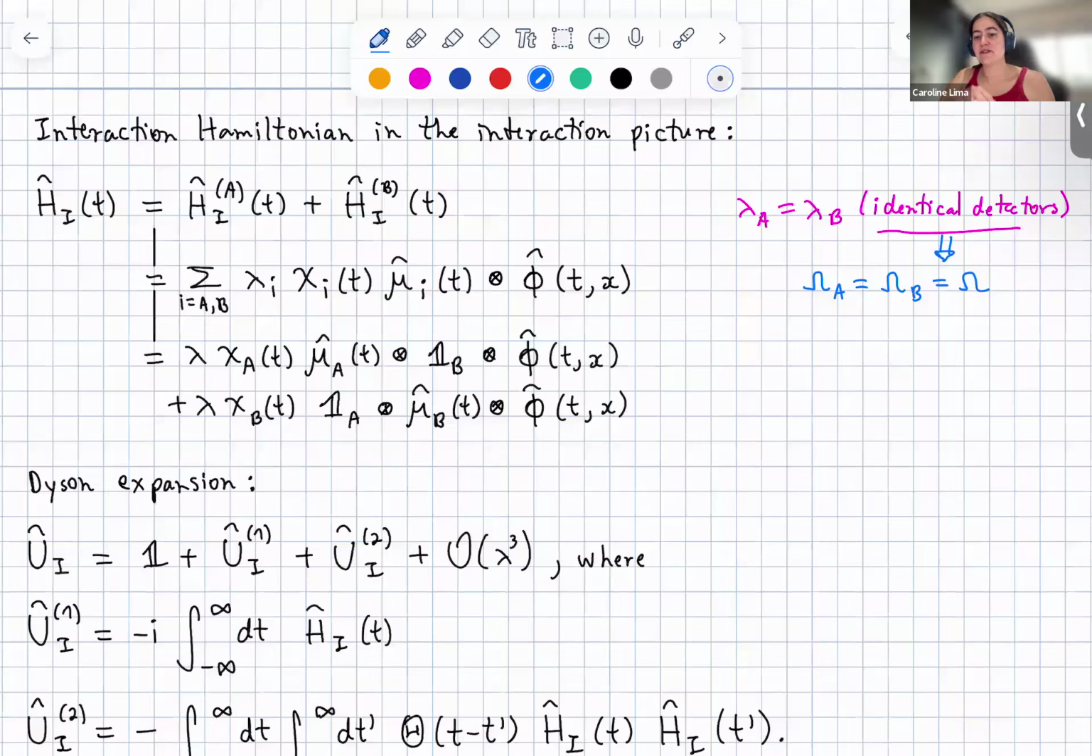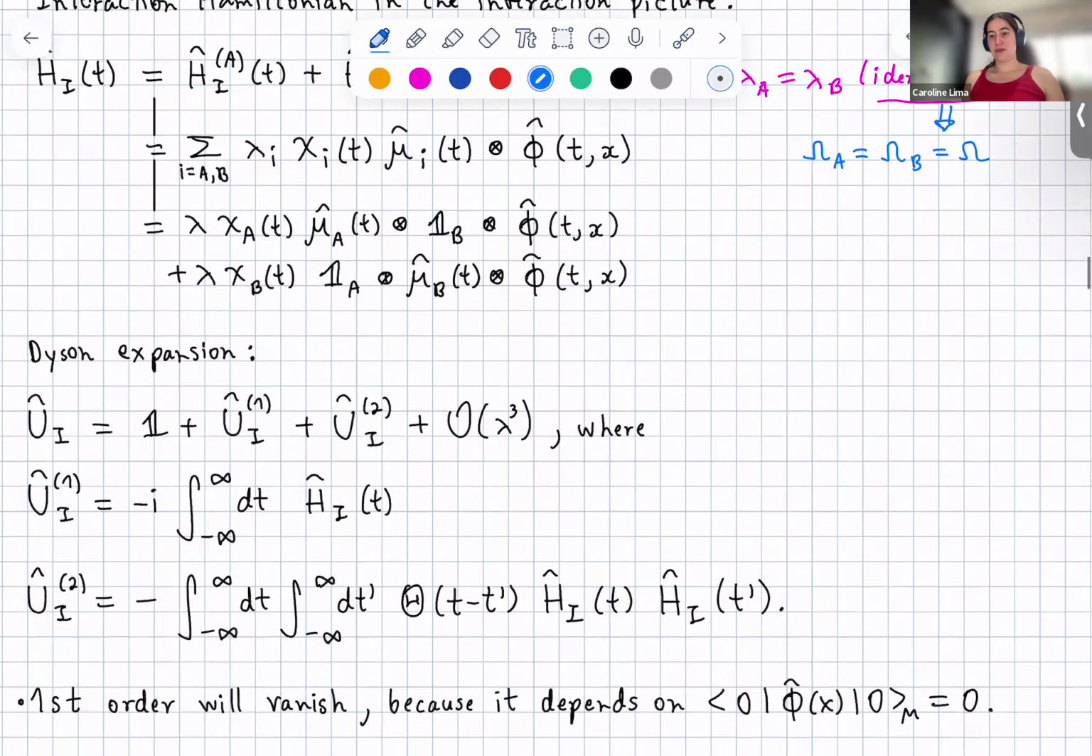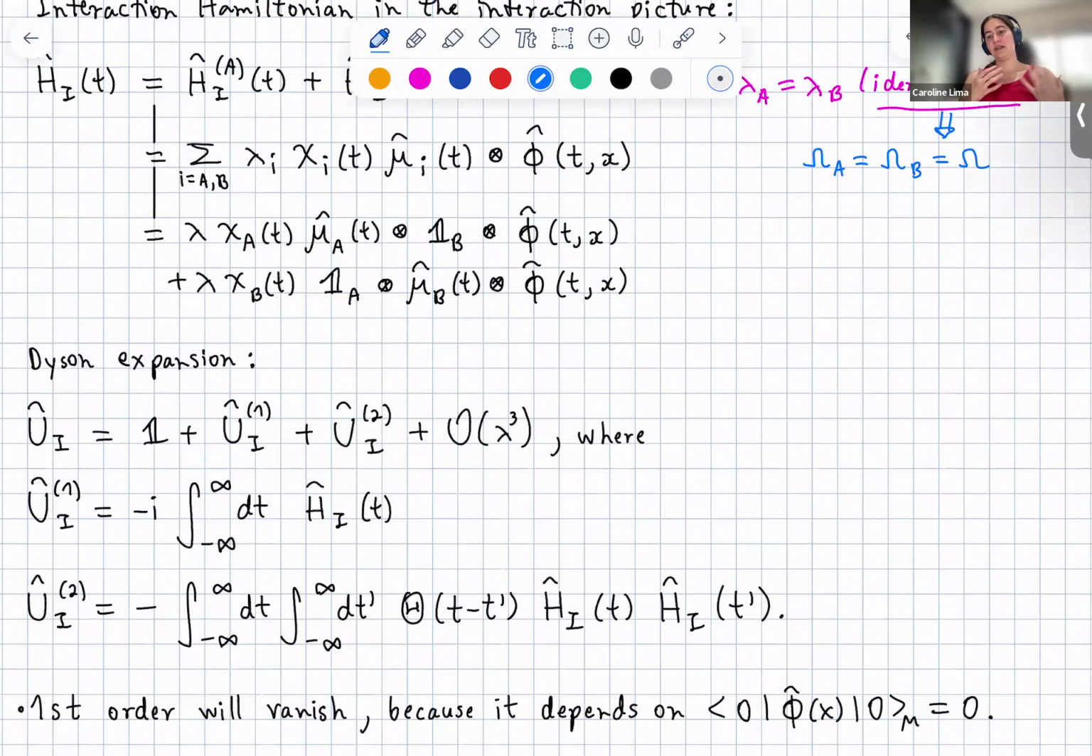Let me just write here that because we have identical detectors, the gap for A is also equal to the gap of B. The first order vanishes because remember that when we expand the field into the creation and annihilation operators, and you're taking the expectation value on the Minkowski vacuum, the annihilation operator is going to annihilate the vacuum to the right. And the other term that has a creation operator, if you act with it on the bra, is going to annihilate that as well.